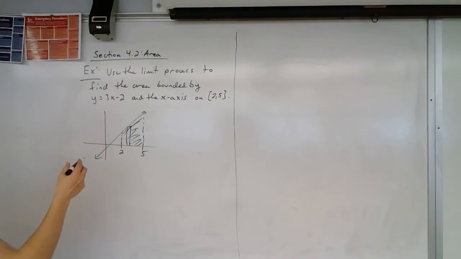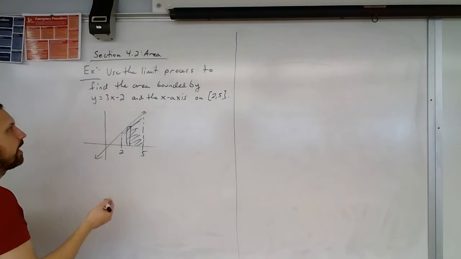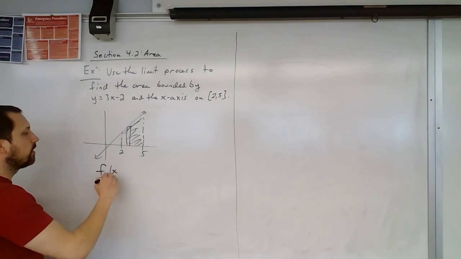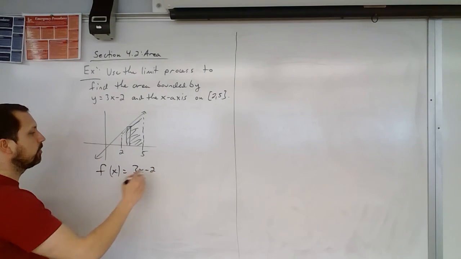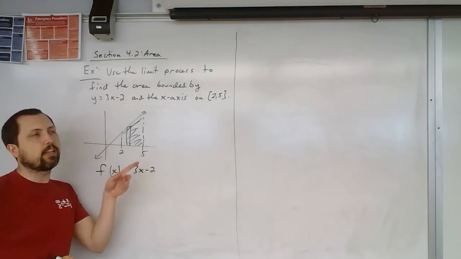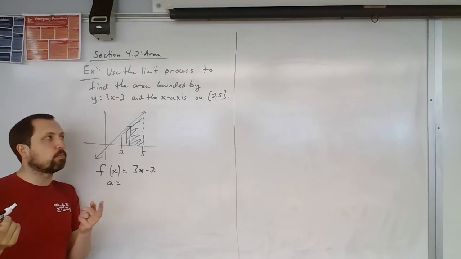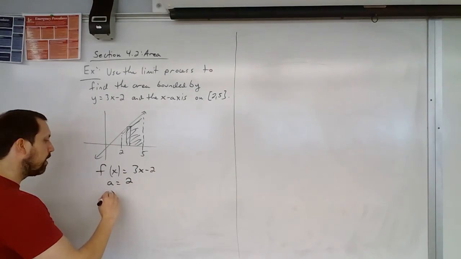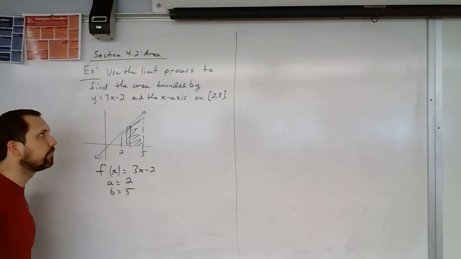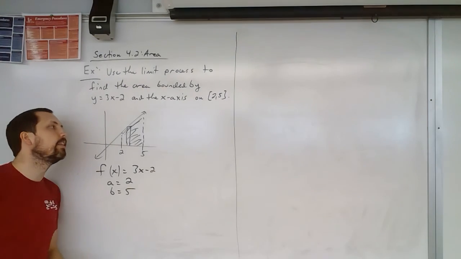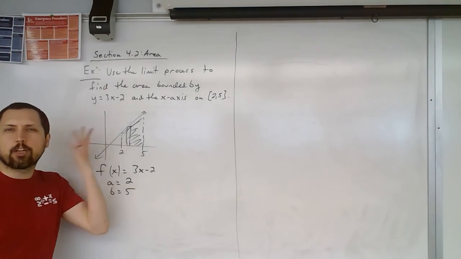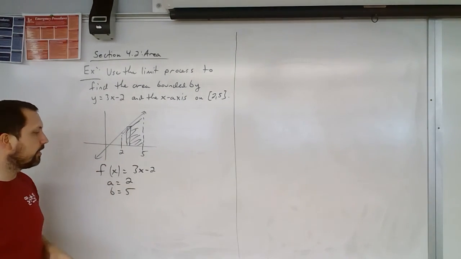All right, so let's pinpoint some of the information from this example that we need. Our function f of x is 3x minus 2. For the sake of understanding the formulas, we have a's and b's present. So a is going to be 2, b is going to be equal to 5. Now, this function is continuous, and it's also positive on this interval, so that is great.